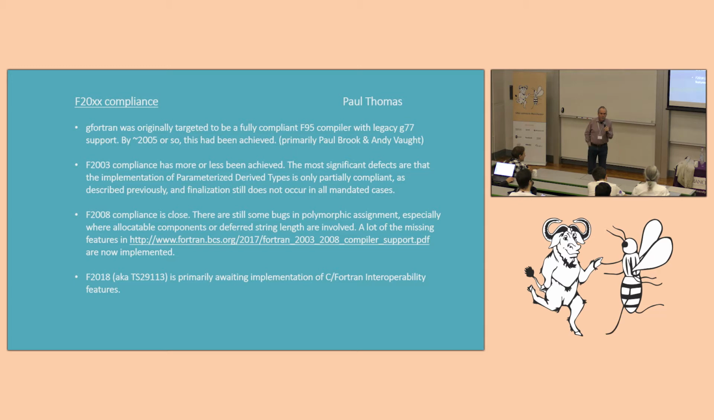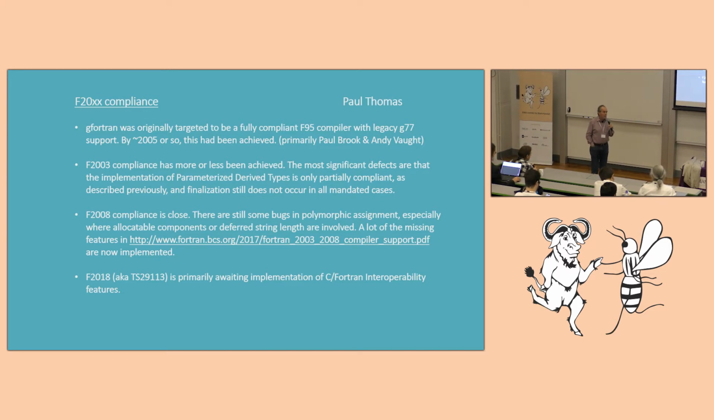Fortran 2003 has taken us a little bit longer. In fact, I suppose we only achieved something approaching 2003 compliance in 2017 with the rather defective implementation of parameterized derived types that I just described. But all the other stuff, such as polymorphism, submodules, etc., that was all implemented some while ago.